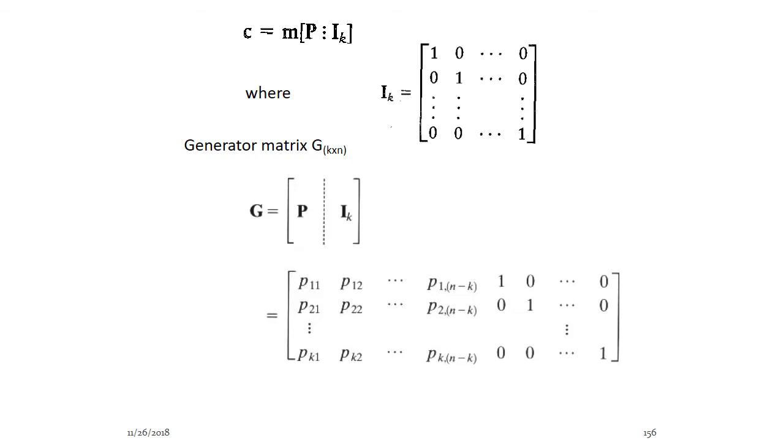So that is p11, p12, etc. up to p1(n-k), and p21, p22, etc. up to p2(n-k), then etc. like pk1, pk2, etc. up to pk(n-k). Next we have to write the identity matrix.